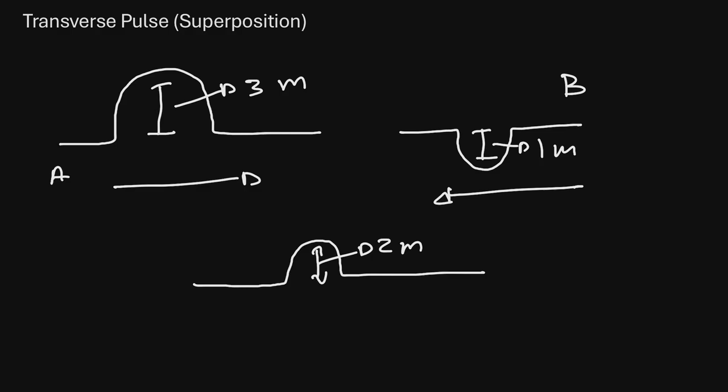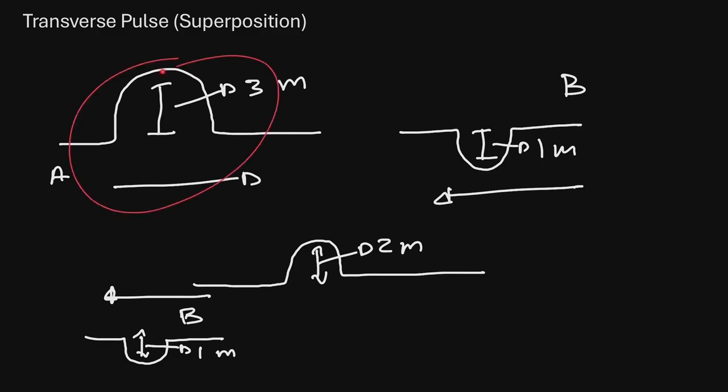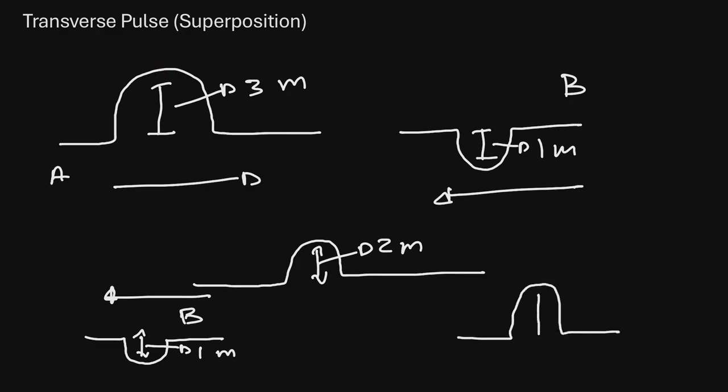But remember, after they meet, they are going to continue in their same directions. So the pulse of B will now move in this direction, and it will have what? It will have the original amplitude, which was 1 meter, and is moving where? It's moving to the left. The same will happen to the pulse of A, which was moving to the right. It will continue to move to the right, and it will return to its original amplitude of 3 meters. And this is A with the same direction, right.